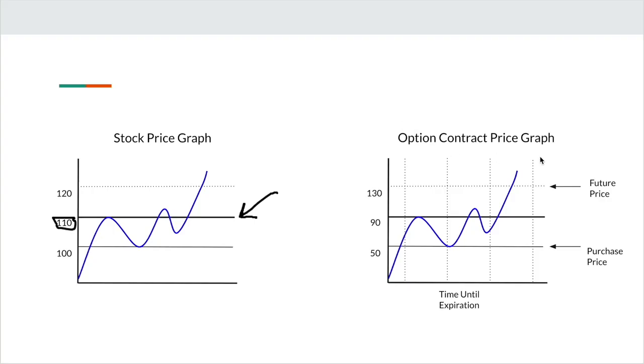This is the value of an options contract. Option contracts multiply exponentially as the stock moves up towards that strike price. However, there's always one thing that's working against you, and that's time, because the value of the options contract will actually start to deteriorate over time.